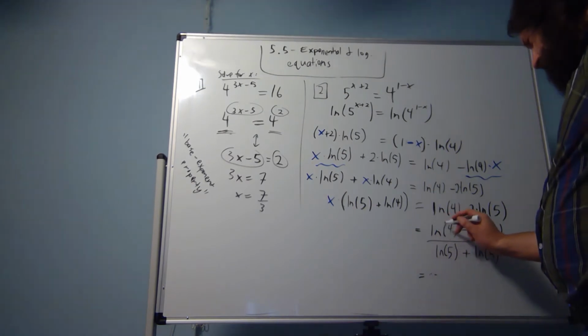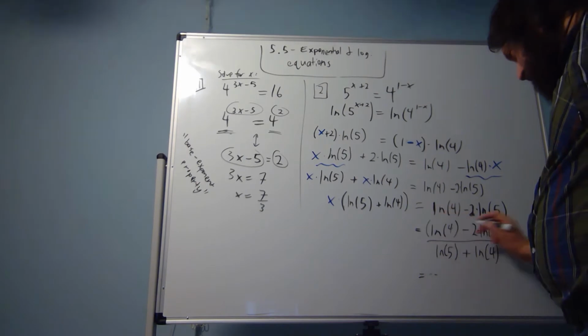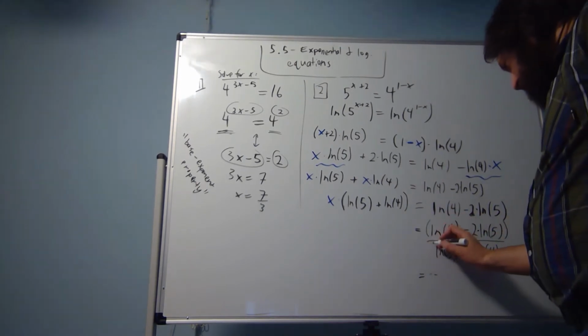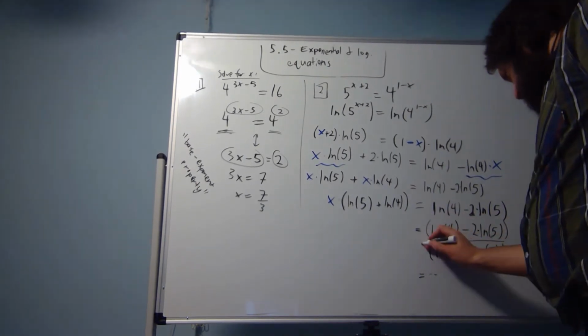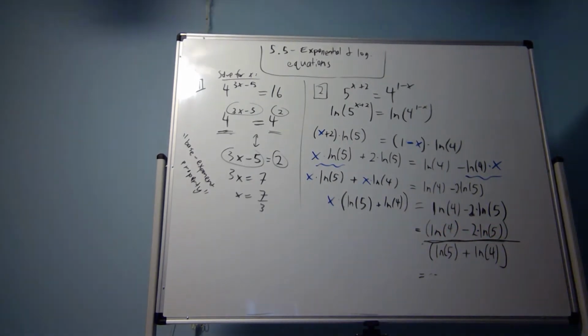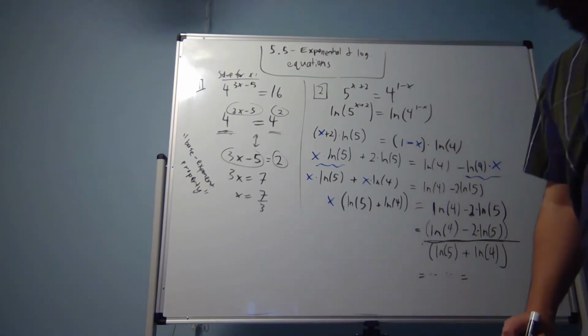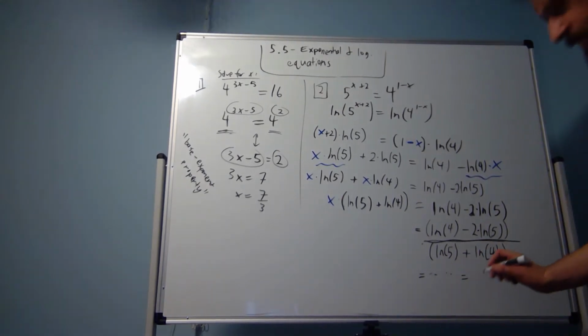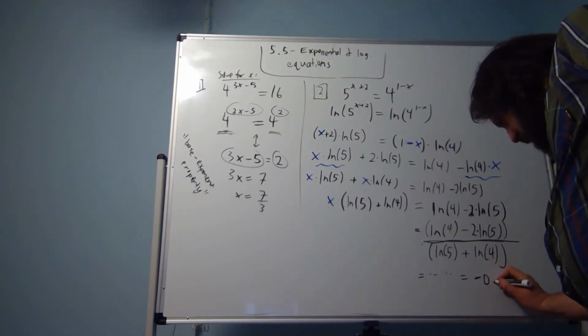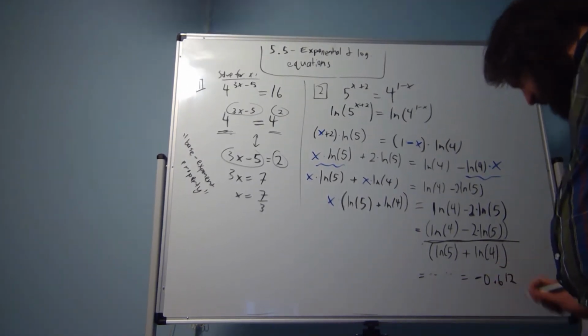You have ln, you have parentheses, opening and closed, but you also have to have the entire numerator and the entire denominator also have parentheses of their own. And you should get negative 0.6. The book does it to the nearest 1,000th.